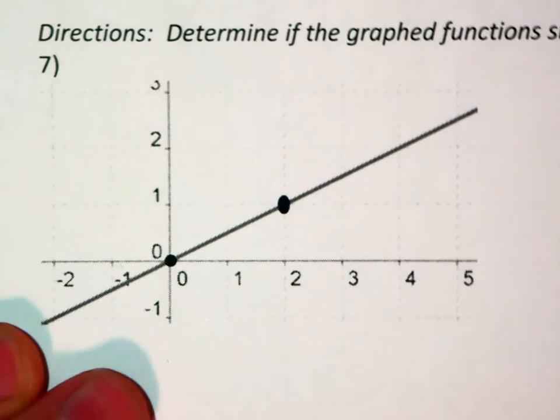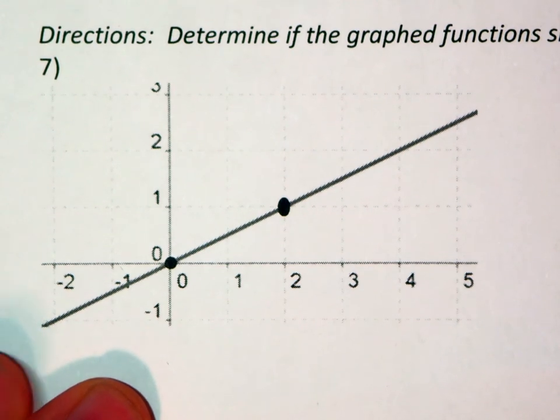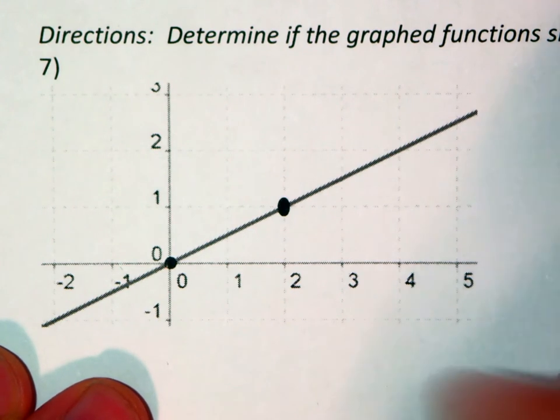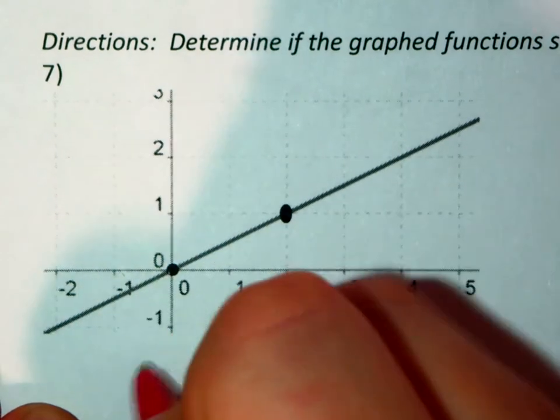Number 7 asks for us to determine if the graphed function shows direct variation. Well, we had two criteria for direct variation. One, it had to be a straight line, and what we have does appear to be a straight line. And two, it had to go through the origin. Well, this has a point right on 0, 0, so it definitely goes through the origin. So, does the graph show direct variation? Yes, it does.